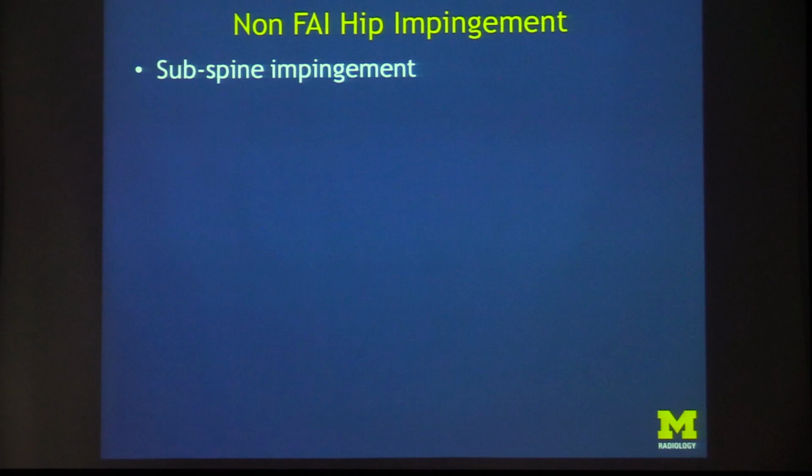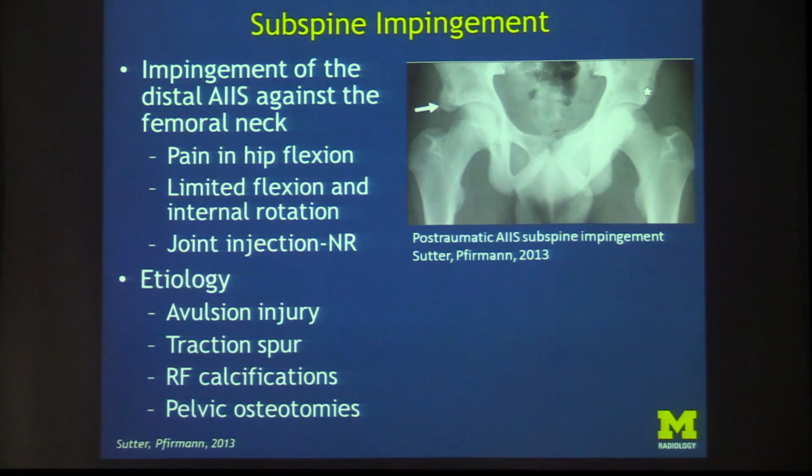Now, a few words about another type of impingement in the hip, which is non-FAI, and this is subspine impingement. This also has to do with osseous morphology, but in this case, there's a prominent anterior inferior iliac spine, or AIIS, which may impinge on the femoral neck on flexion and cause pain on hip flexion, limited flexion internal rotation without response to intra-articular injection of lidocaine or steroids.